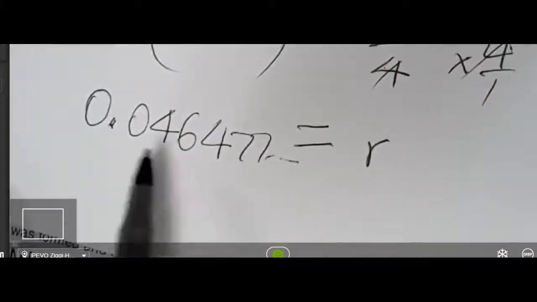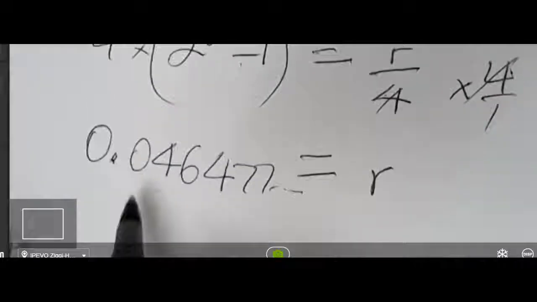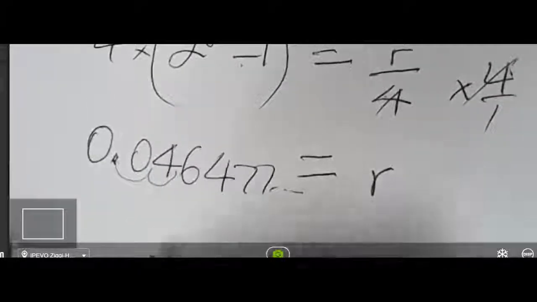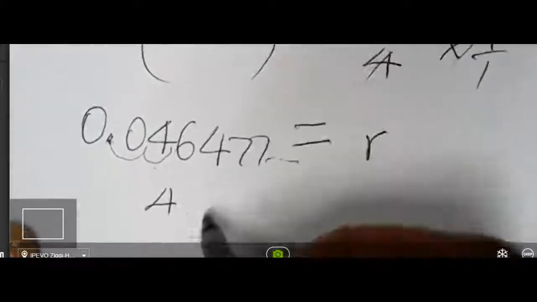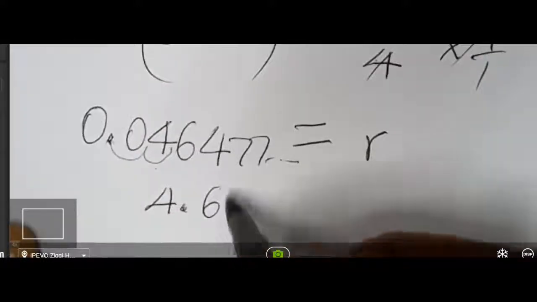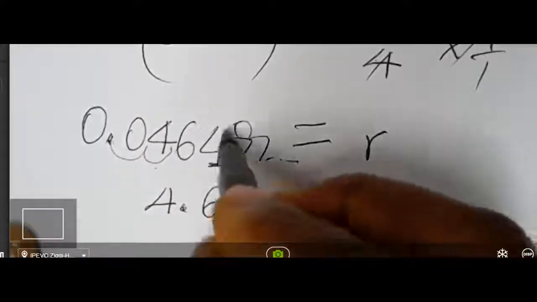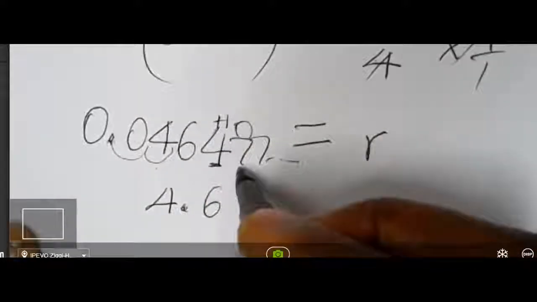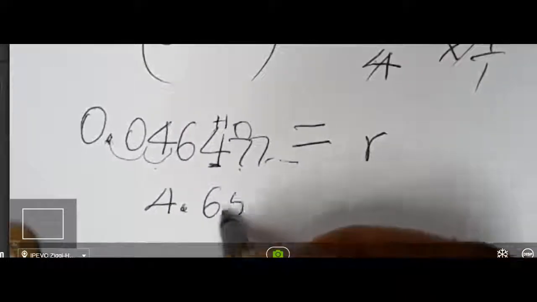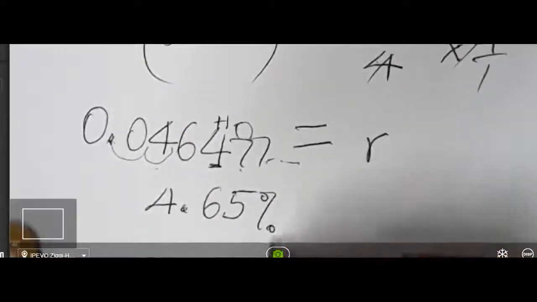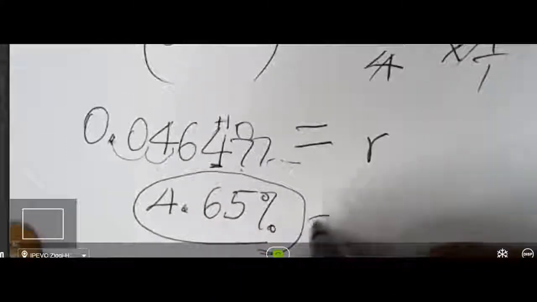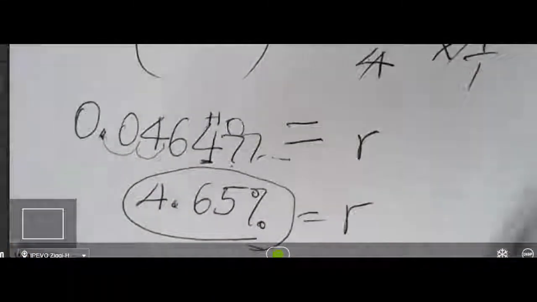Write it in percent by multiplying this by 100. That will be moving this 2 places to the right. So that will give us 4.6 if we round up. So you can make it 2 decimal places. So the rate will be 4.65%. All right.